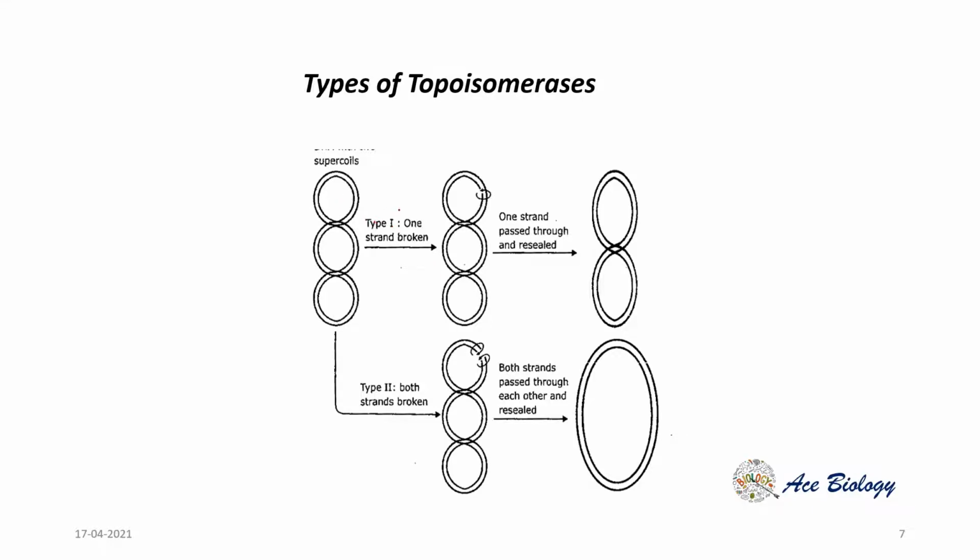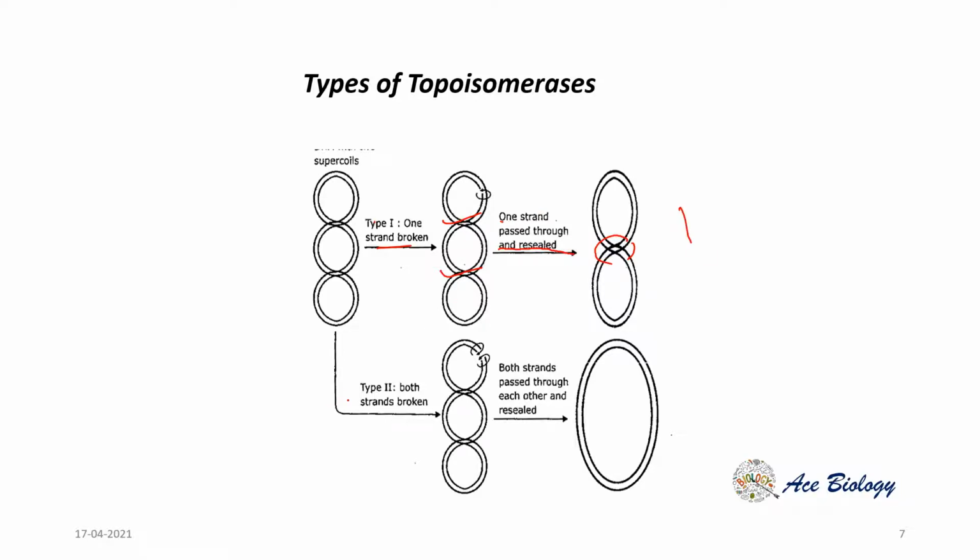Here you can see how the type 1 topoisomerase actually works. The type 1 topoisomerase will react only on one strand. Of these two strands, it will cut only one strand, the other strand passes through, and after that it is resealed. In this diagram, you can see that initially there was a twist here and here, but now we are having only a single twist. So the linking number in this case is changed by 1.